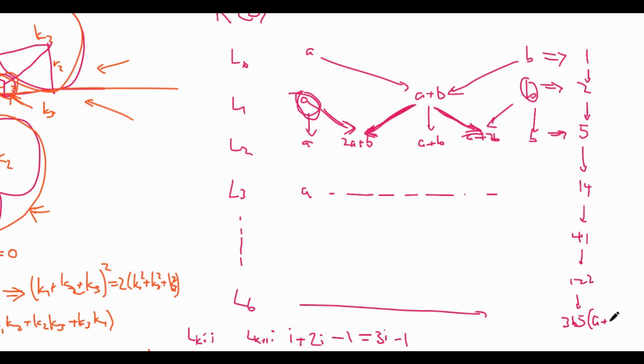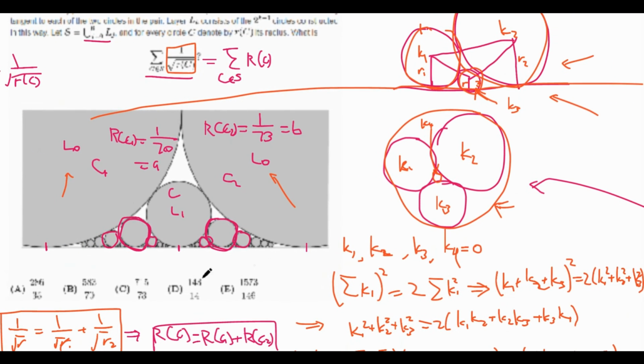So the sum of all the terms on row L6 is just 365 times A plus B, which is equal to 365 times 1 over 70 plus 1 over 73, which is equal to, if we go back, this. So D is the answer we want, and we are done.